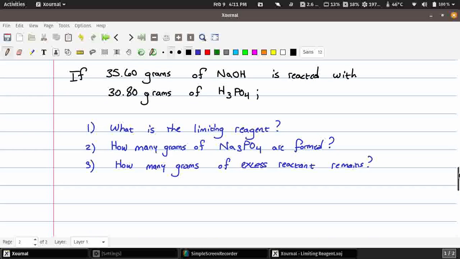Now we're going to have to calculate the limiting reagent. So let's write that reaction down. We have 3 moles of NaOH plus 1 mole of phosphoric acid gives us 1 mole of sodium phosphate plus 3 moles of water. With water being a byproduct, it's not super important. We don't really have to worry about it. It's just one of the products made in an acid-base reaction.